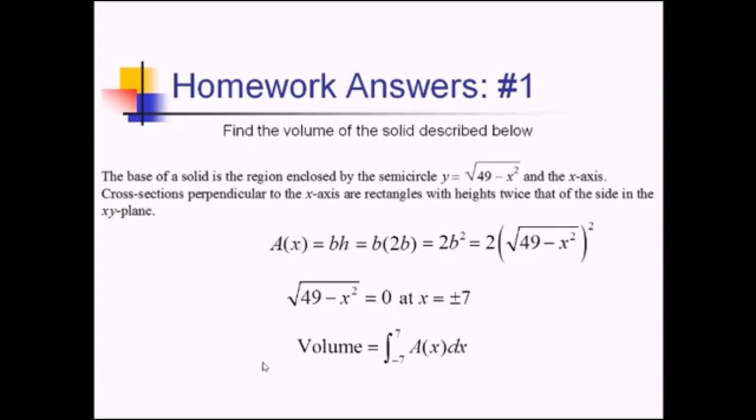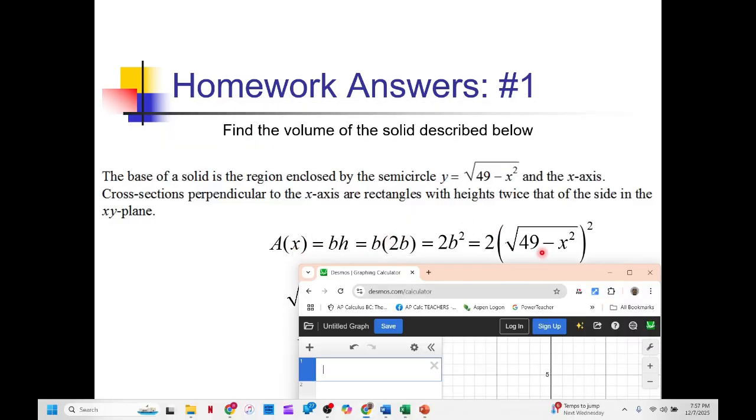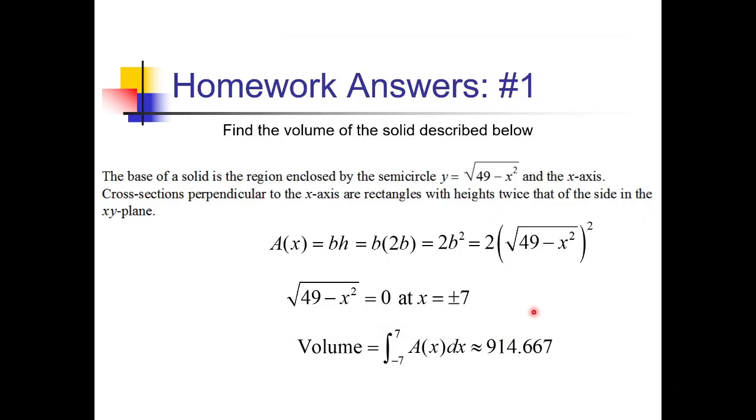And now the rest happens on the calculator. So on Desmos here, let me enter in my A of x function. So A of x equals 2, parentheses, and we've got the square root of 49 minus x squared. I realize that after I square this, that square root's going to go away, but whatever. No need to really simplify if I don't have to. And then let me do my integral from negative 7 to 7 of A of x dx. Comes out to 914.667, roughly. So there we go.